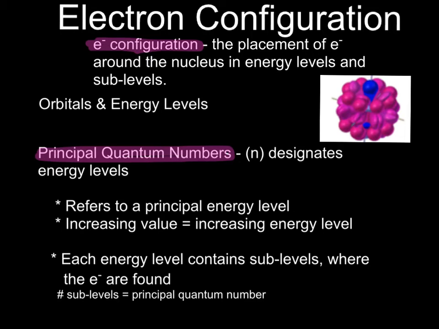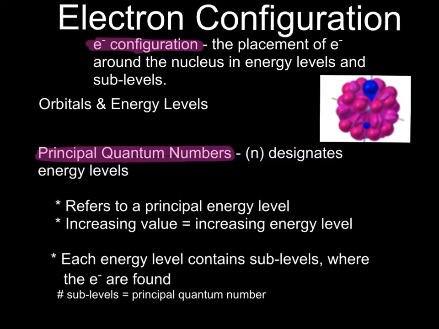Today's lecture is about electron configuration. We started our discussion about electron configuration in class, and tonight's lecture helps us to figure out exactly how to place electrons around the nucleus of an atom. Electron configuration, by definition, is the placement of electrons around the nucleus in energy levels as well as their sublevels.